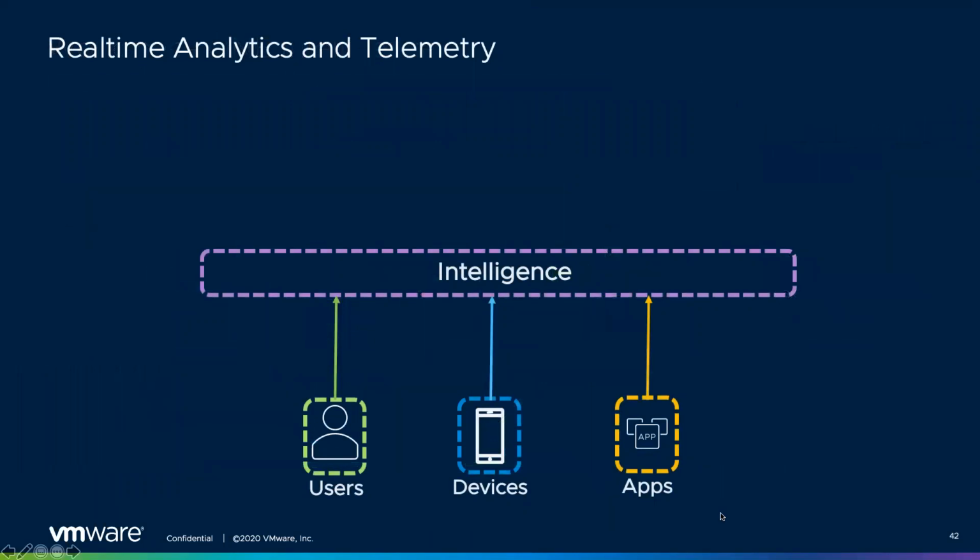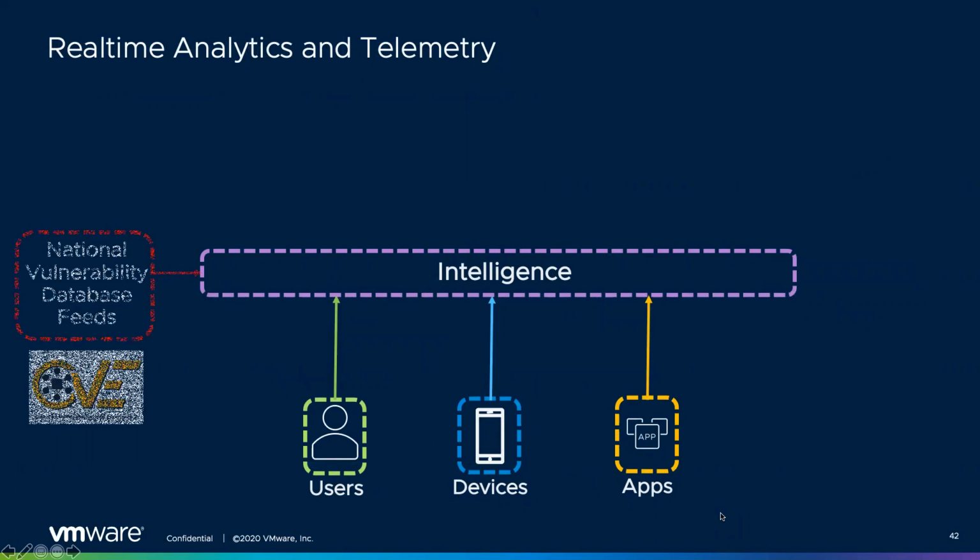So we're taking all this user data, all the device data and all the application data, and we're feeding it into this intelligence platform. We take this feed from the CVE national database, which has got information about all the latest vulnerabilities. We feed that in as well, and we can scan all the incoming device data against that database to provide immediate, real-time data on what vulnerabilities each device has got.